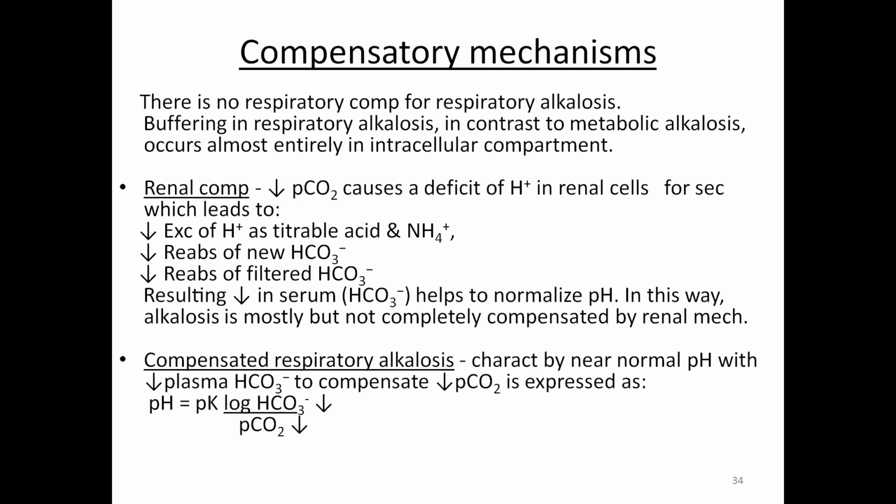decrease in excretion of hydrogen as titrable acid and NH4, decrease in reabsorption of new bicarbonate ion, and decrease in reabsorption of filtered bicarbonate. All these end up decreasing serum HCO3 and help to normalize pH. So in this way, alkalosis is also mostly but not completely compensated by renal mechanism. And compensated respiratory alkalosis is characterized by near normal pH with a decrease in plasma bicarbonate to compensate the decreased PCO2, by this equation.